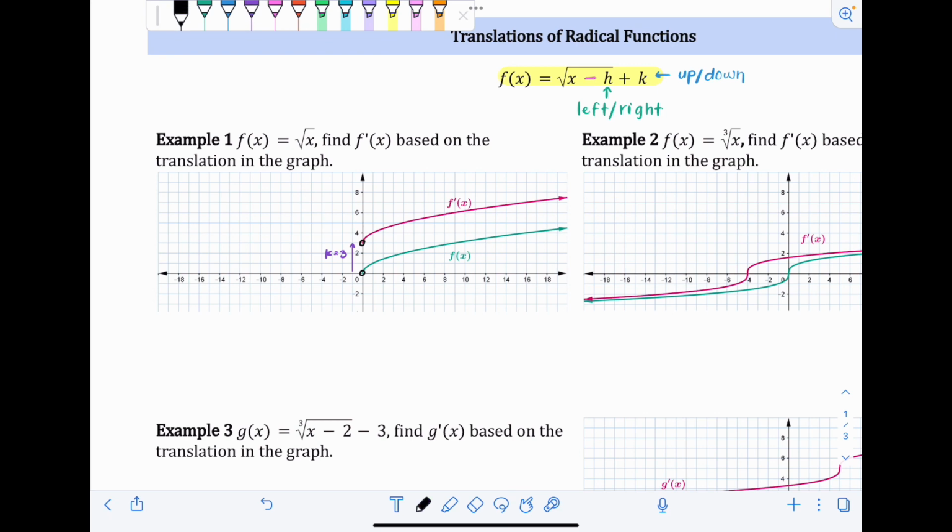So if I wanted to write f prime of x, I would still start with the original function f of x, which is just the square root of x in this case. It's just the parent function. But if I wanted to move it up 3, I would have to add 3 outside the radical just as a constant, and that would move it up 3. So my final function for f prime of x would be f prime of x is equal to the square root of x plus 3.